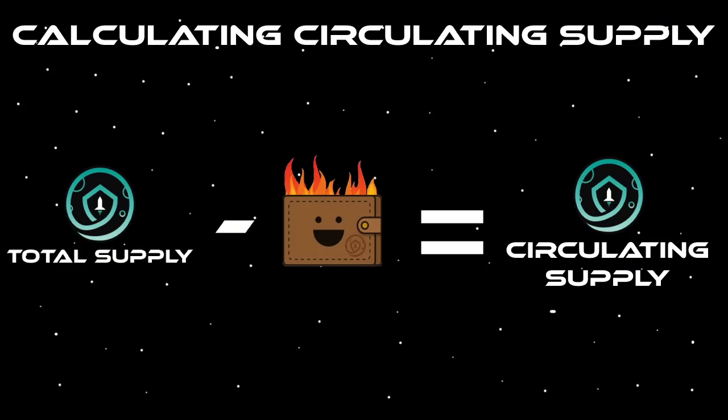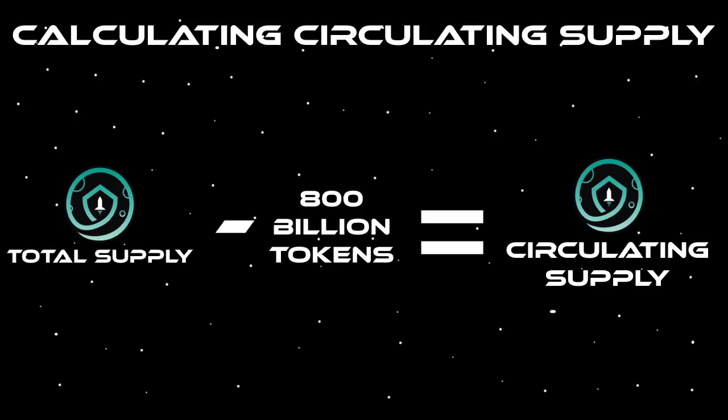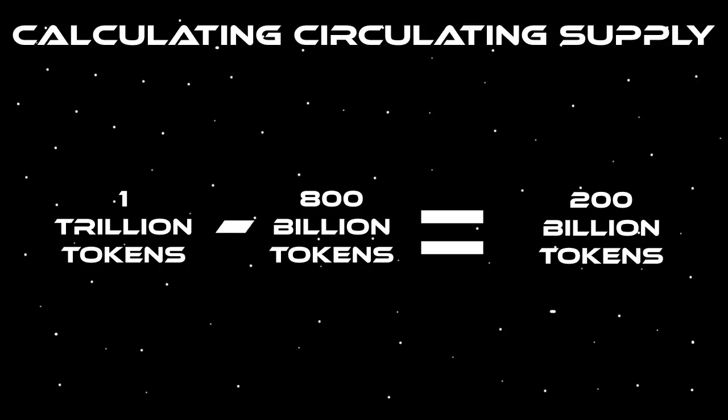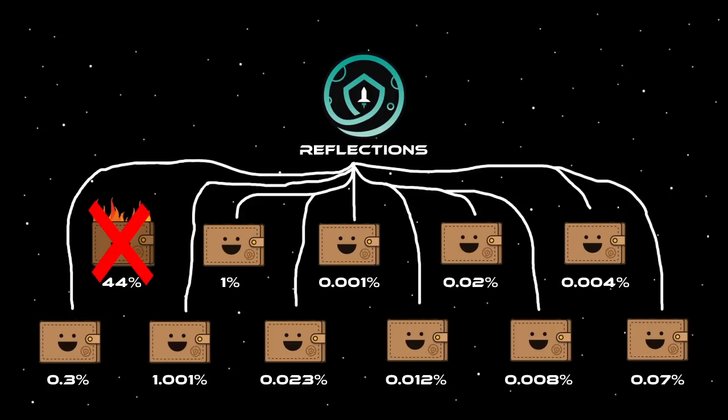To find out what the circulating supply is, you would just need to subtract the amount of tokens in the burn wallet from the total supply. For example, if the burn wallet theoretically held 800 billion tokens and the total supply was 1 trillion tokens, after subtracting 800 billion from 1 trillion, you would be left with 200 billion tokens in circulating supply. So again, theoretically, if the dev team decided at this point to stop the burn, the burn wallet would be removed from the pool of wallets receiving reflections.